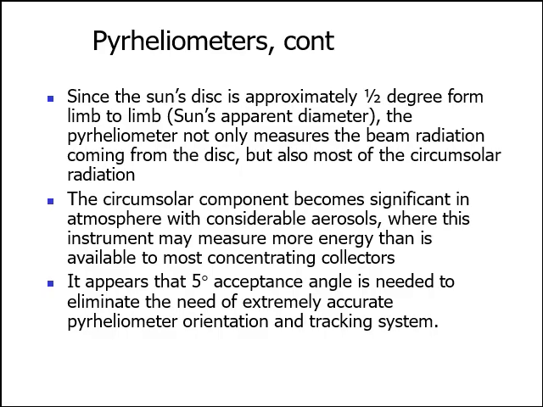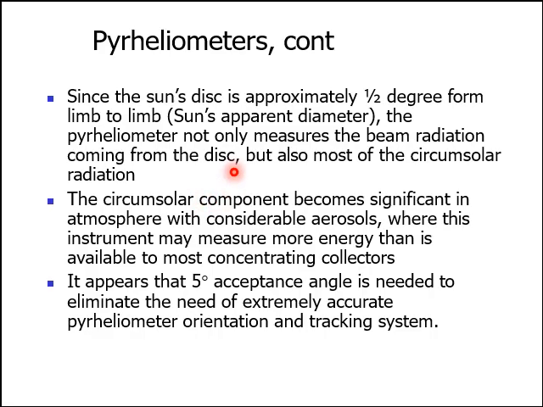Remember when we were talking about terrestrial sunlight, the angular size of the solar disk was found to be 9.3 milliradian, which is approximately 0.5 degree, or half a degree, from limb to limb. And I have mentioned that there is a 5 degree aperture or opening for the pyrheliometer. Due to this variation, there is scope for something called circumsolar radiation to enter.